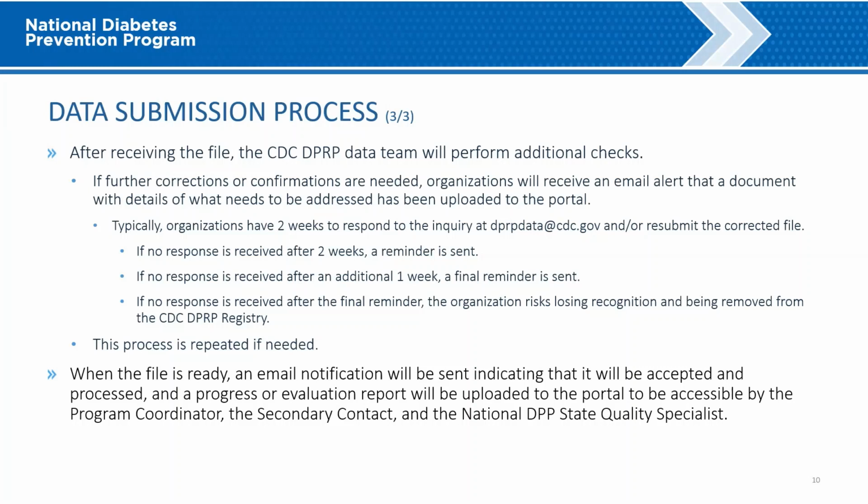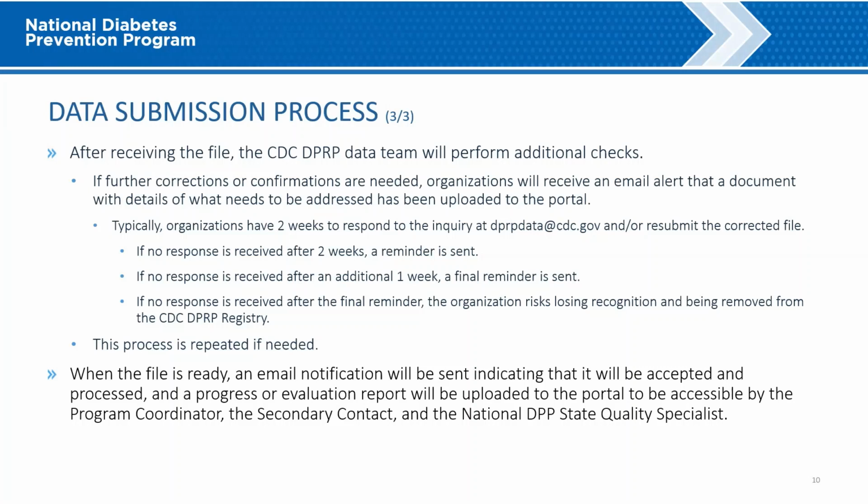After receiving a submitted file, the DPRP data team will perform additional data checks for potential issues that are not identified in the portal. If additional corrections are needed, the DPRP data team will send an email alert that the file has been reviewed. Organizations will then log into the portal to see details and instructions on how to proceed. Data resubmissions and/or inquiry responses should be received within 2 weeks. The DPRP will send a reminder after 2 weeks, then a final reminder after an additional week. If no response is received after the final reminder, the organization risks losing recognition and being removed from the DPRP registry.